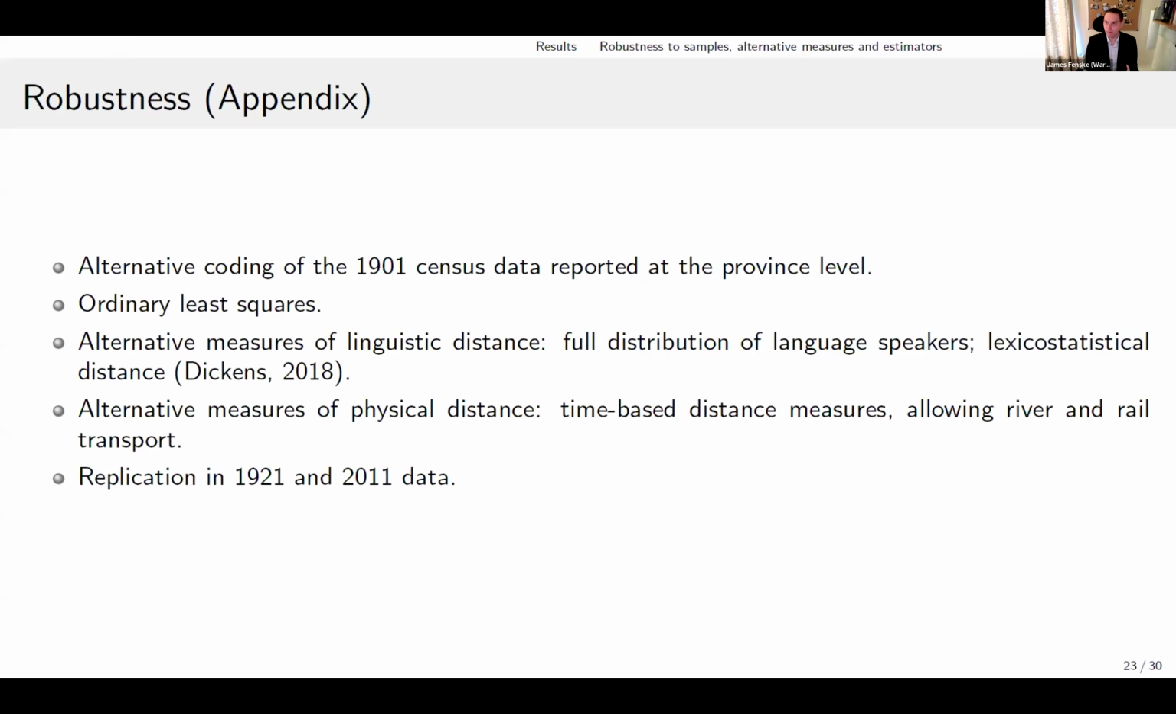Geodesic distance is simple, but it might not truly measure travel costs. But we now have shapefiles of the railway, and we have shapefiles of rivers and other forms of transport. And so we can come up with time-based distance measures instead. And if you're worried that we picked one colonial year and one post-colonial year, we can use the 2011 census, we can use the 1921 census, and we get relatively similar results. Why don't we use the 2021 census? To my knowledge, it is not yet available.